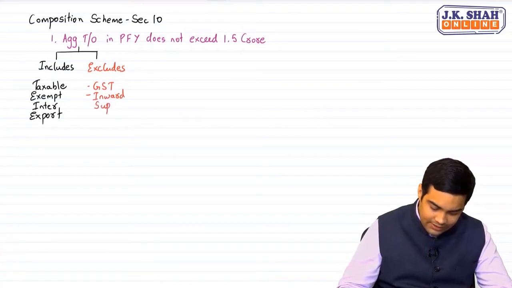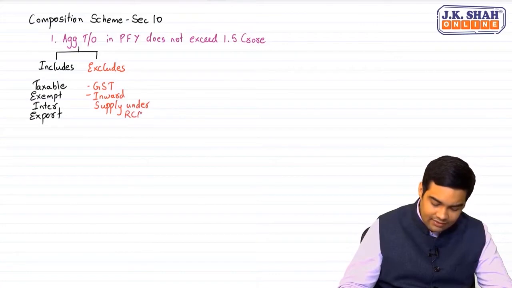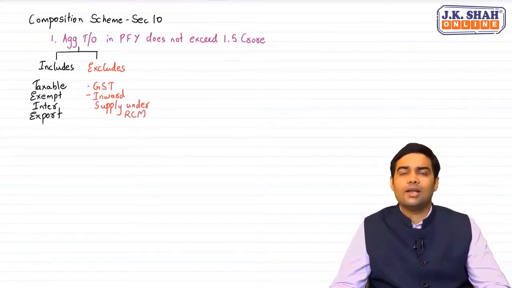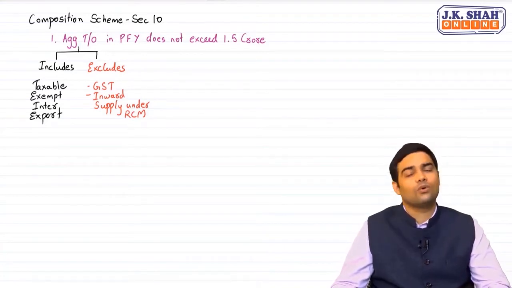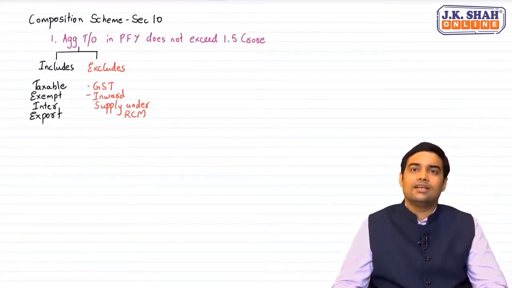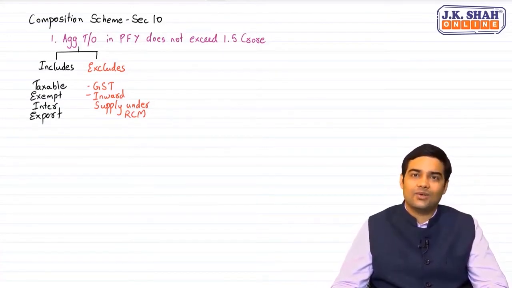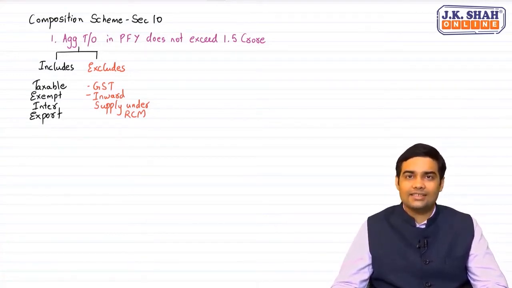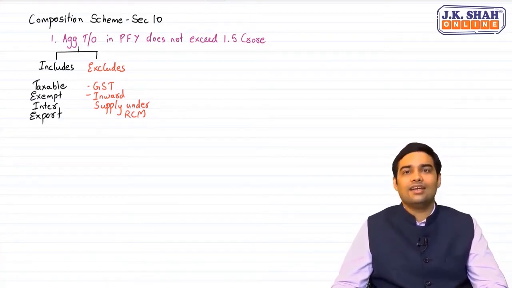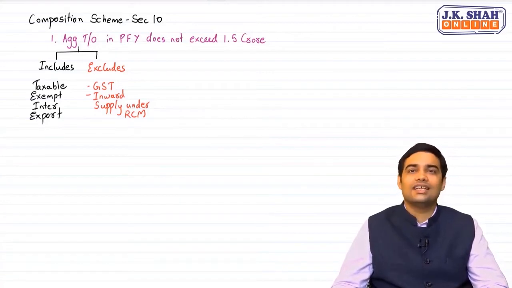See, inward supply is basically my purchases. You would agree with me that purchases can never become your turnover. But sir, then why has government mentioned that inward supply under RCM will not become aggregate turnover? For a simple reason that just because I am paying the tax under RCM does not mean that it becomes my turnover. It's more of clarificatory in nature that inward supply under RCM will not become my turnover. GST is also clarificatory. Otherwise, normally you will not consider GST as part of your turnover.